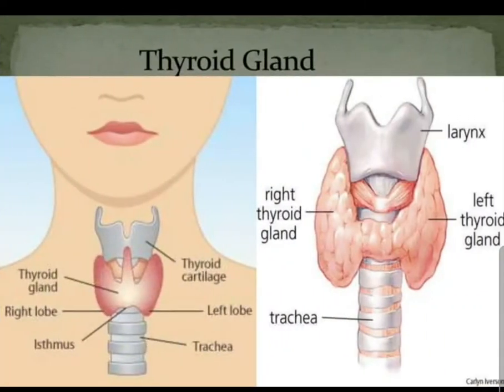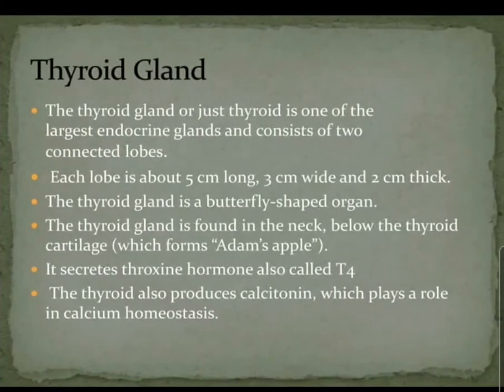Next is the thyroid gland. The thyroid gland, or just thyroid, is one of the largest endocrine glands and consists of 2 connected lobes. Each lobe is about 5 cm long, 3 cm wide, and 2 cm thick. The thyroid gland is a butterfly-shaped organ. It is found in the neck below the thyroid cartilage, which forms the Adam's apple. It secretes thyroxine hormone, also called T4. The thyroid also produces calcitonin, which plays a role in calcium homeostasis.